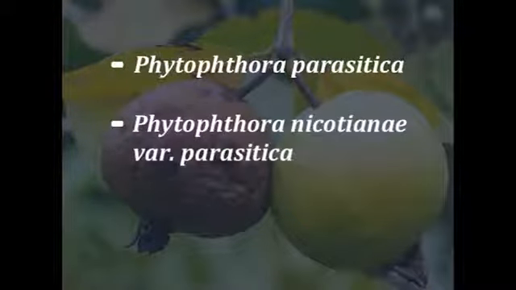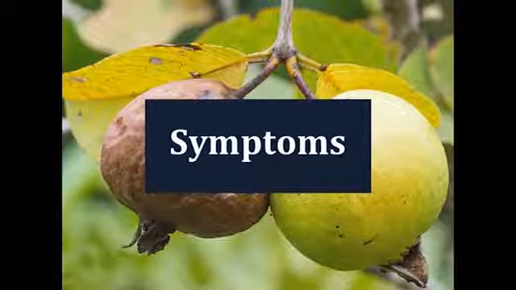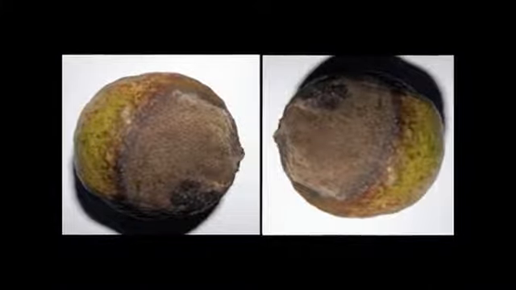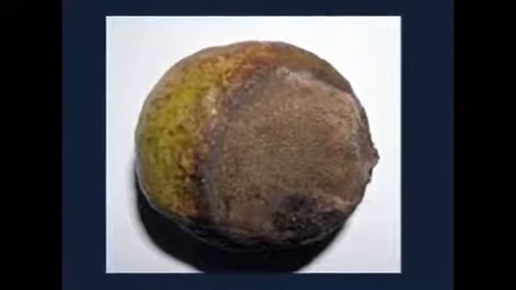It is caused by Phytophthora parasitica, Phytophthora nicotianae variety parasitica, and Phytophthora citricola. Now let's see about the symptoms of the disease. The symptom starts at the calyx disc of the fruit during rainy season. The affected area is covered with whitish cotton-like growth which develops very fast as the fruit matures, and the pathogen is able to cover almost the entire surface within a period of 3 to 4 days during humid weather.